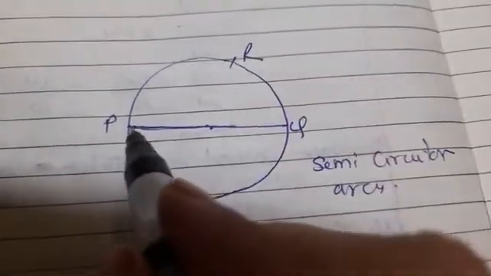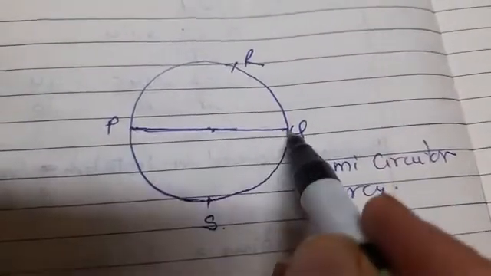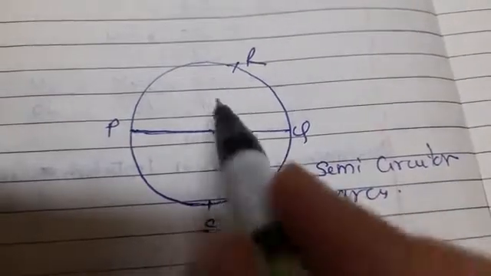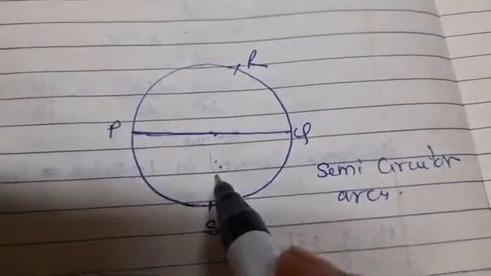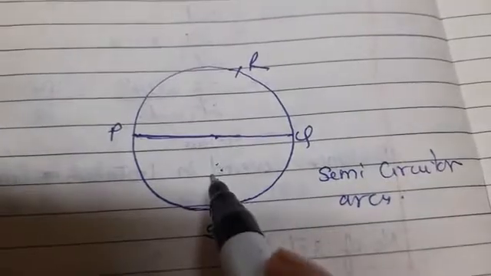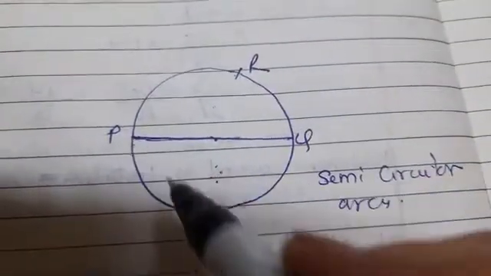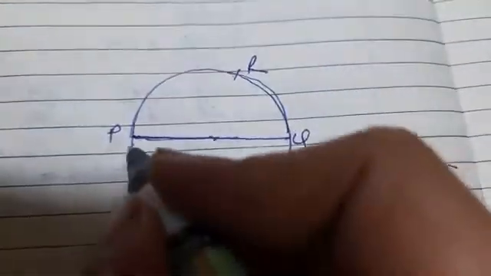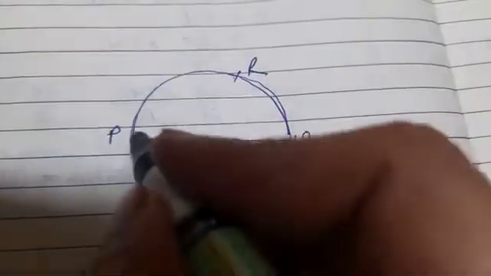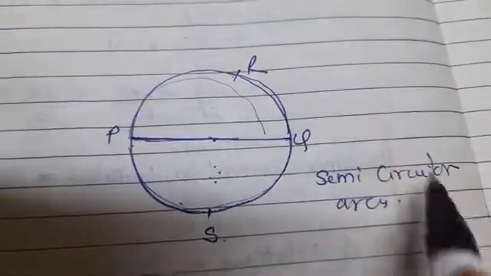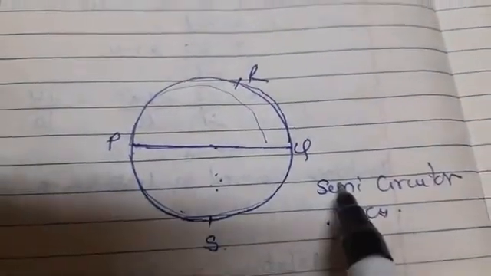Can you see this line? That's your diameter. PQ is dividing this circle into 2 equal halves, right? So you have PRQ and you have PSQ. So this is what? Semicircle, no? This is also a semicircle from this side. So they are semicircular arcs.